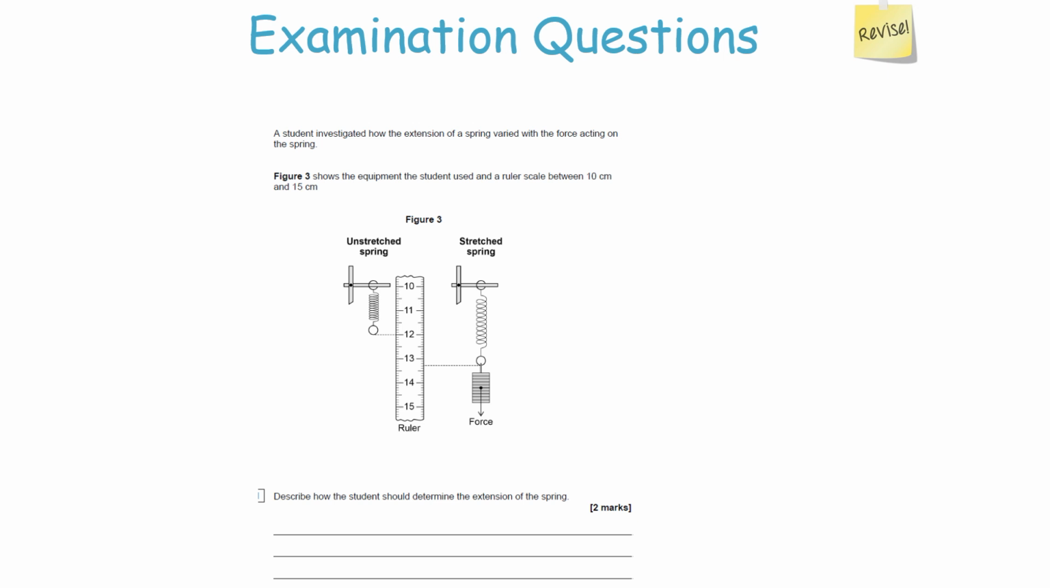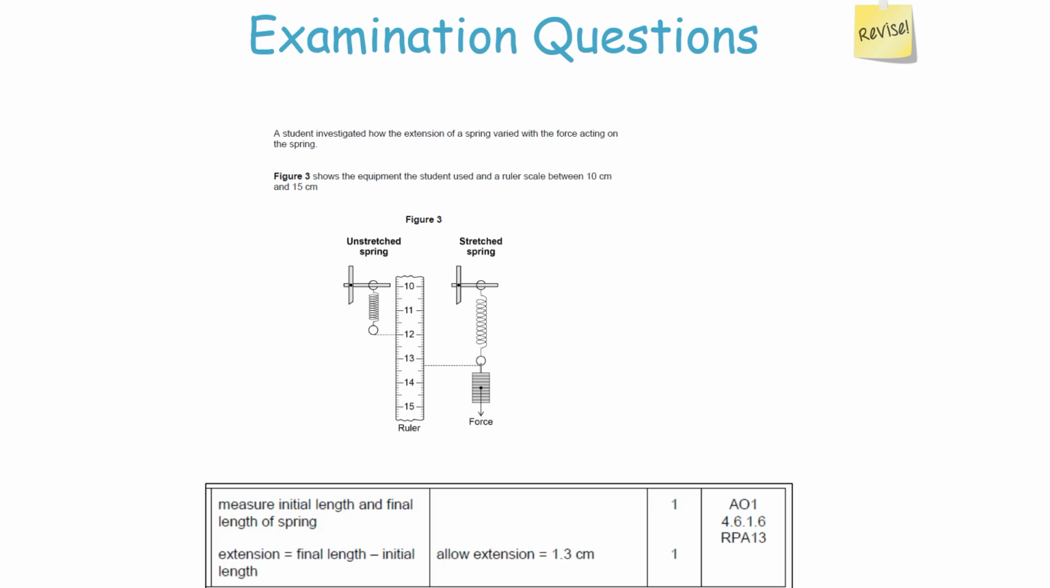Right, it's very important you can describe what extension is. Extension is going to be the final length, the length with the force acting on it, minus the initial length, the starting length, the length with no force acting on the object. So you'd measure the initial length of the spring, the length when there's no force on it. You'd then measure the final length of the spring when there's a force acting on it, and find the difference between the two values.